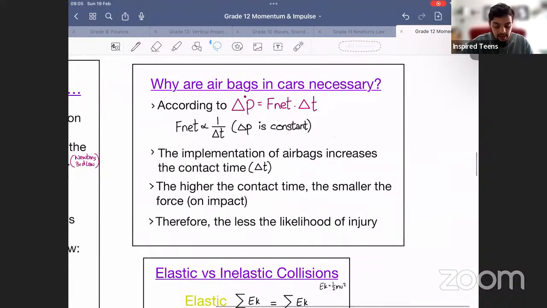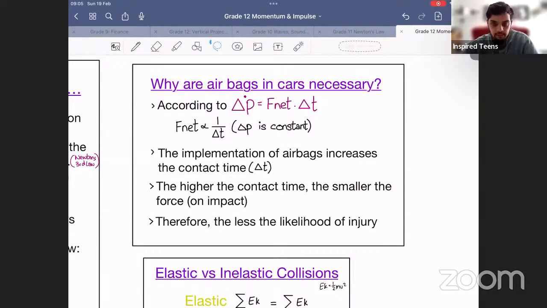Why are airbags necessary? We explain this using impulse equals net force times delta t, where we said that, because, what did we say? That's equal to m times p final.